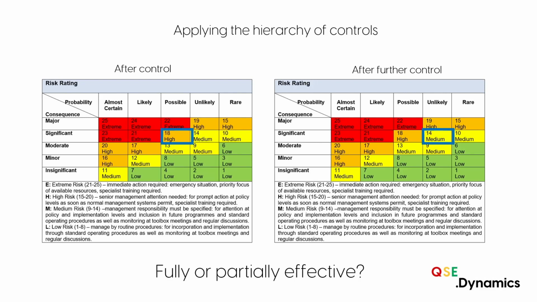So always think about that residual risk score. Is that enough? Is it okay for now as a temporary control while we continue to investigate more long-term controls? Or is it at a point where we can say that yes, we have done what we can possibly do given the type of work that's being completed?